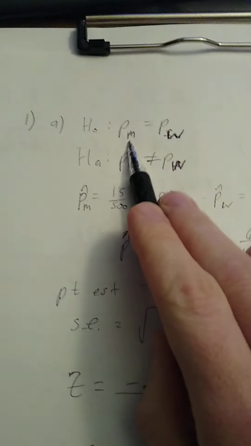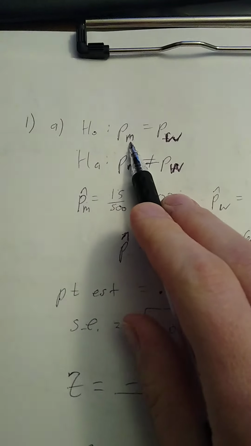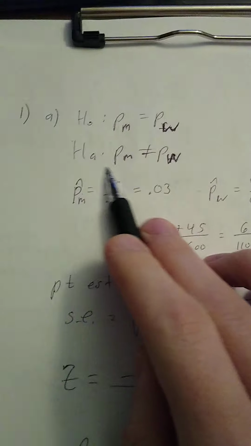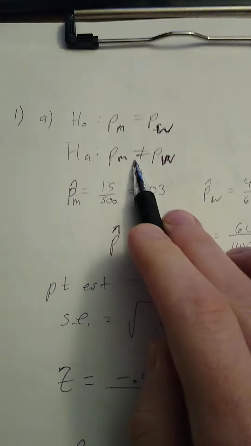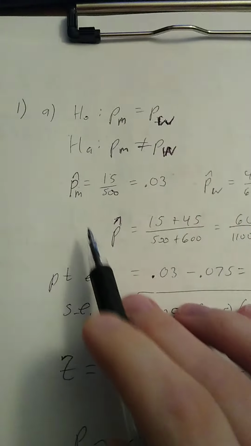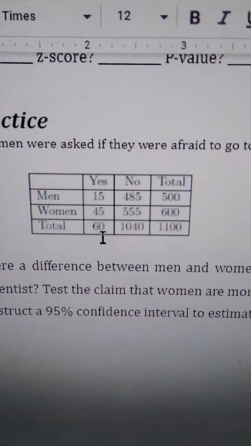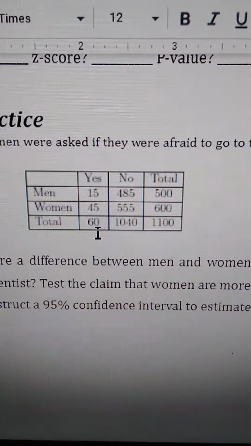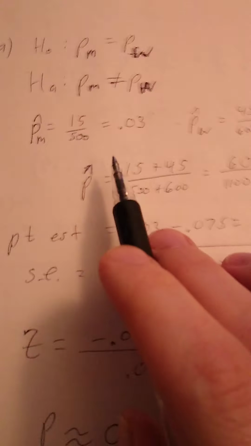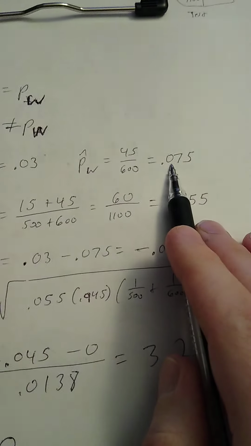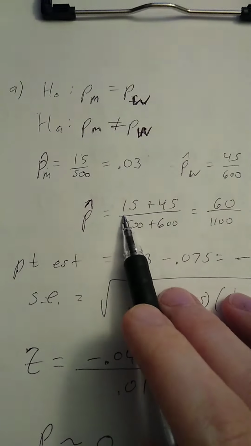Hypotheses. Null: the population proportion of men is equal to the proportion of women. The alternative: the two proportions are not equal. First, we calculate the proportion for males. In the table, it was 15 out of 500 for men that were afraid, 45 out of 600 for women. 3% of men, 7.5% of women.